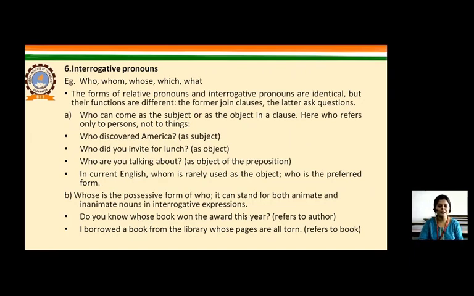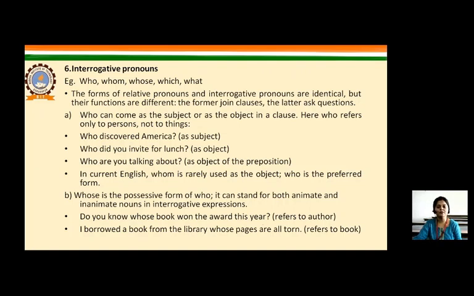Now we will discuss the next type of pronoun, that is interrogative pronouns. Example: who, whom, whose, which, and what. So what are interrogative pronouns? The forms of relative pronouns and interrogative pronouns are basically identical. So you must be wondering that in the relative pronoun also you have seen who, whom, which, and again in the interrogative pronoun I'm using the same set of examples, but their functions are different.